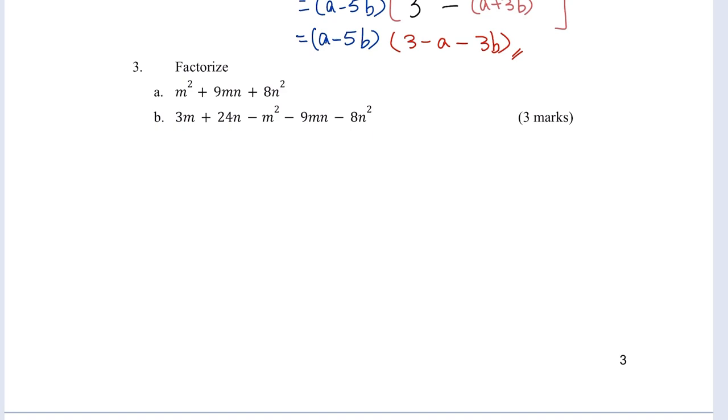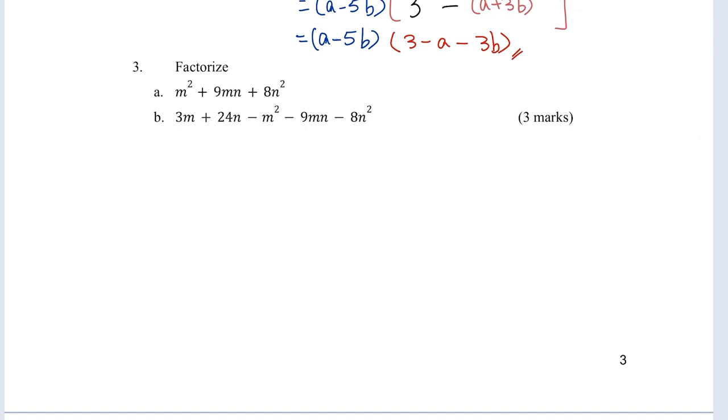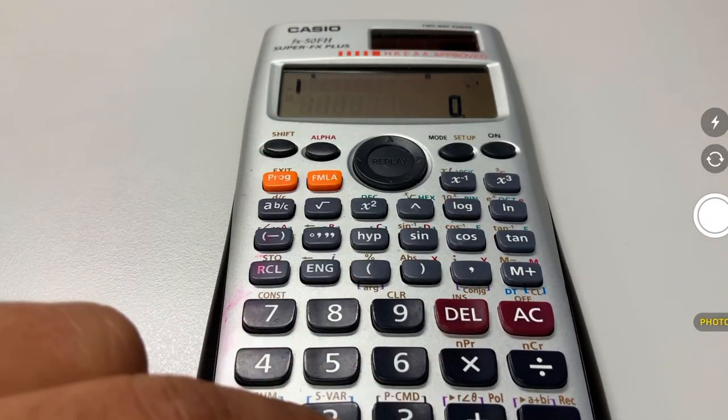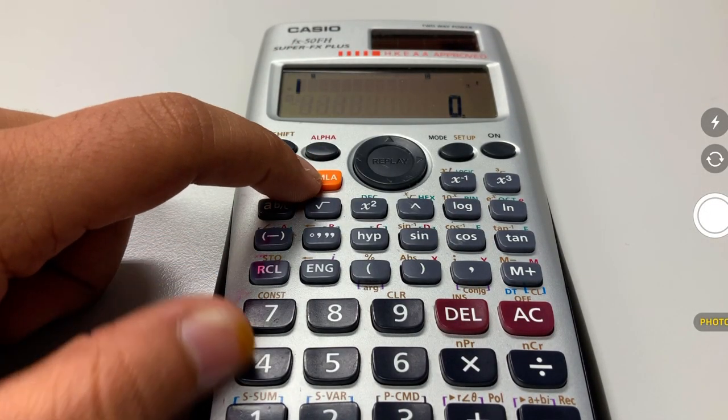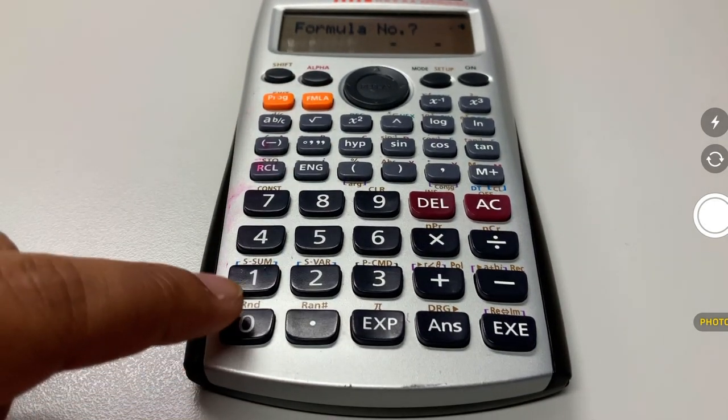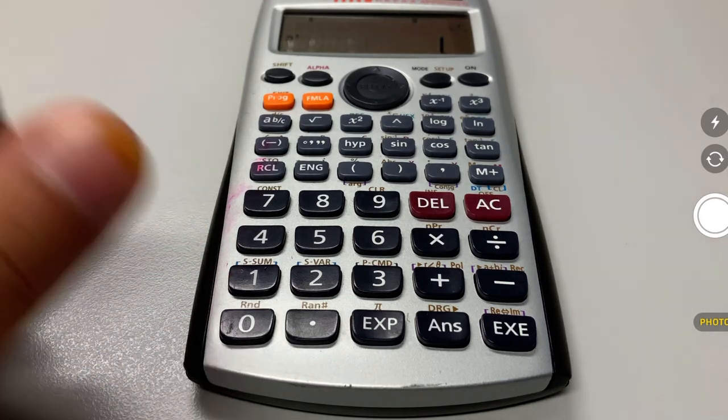Do you want me to continue without calculator or with calculator this time? Let's try one with calculator. Okay, part A first. Because you see a square, so we think of formula 0, 1. Okay, let's do that. m square plus 9m plus 8. Oh, how do I do that? I have a calculator here. Here is my formula. That's for the quadratic formula. So formula 0, 1. 0, 1 is the quadratic formula.